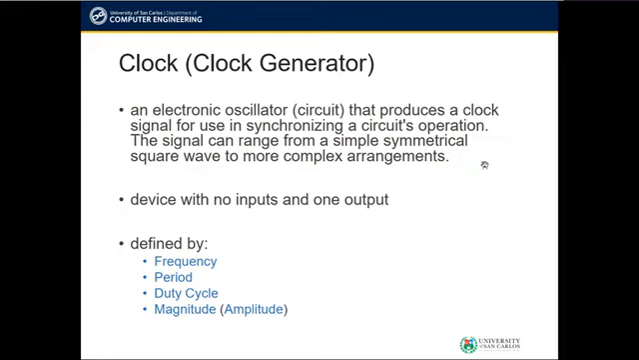A clock or clock generator is an electronic oscillator that produces a clock signal for use in synchronizing a circuit's operation. The signal can range from a simple symmetrical square wave to more complex arrangements. These characteristics of a clock make it an essential component in the operation of sequential circuits.